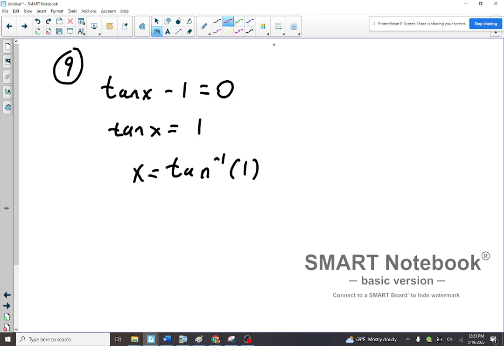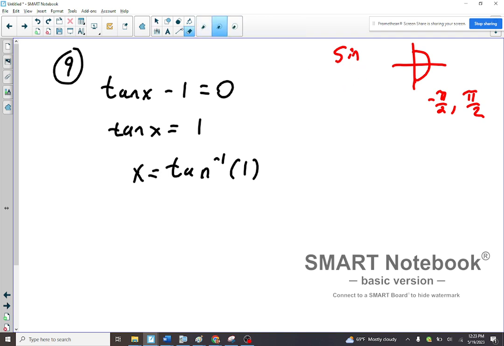Now, remember, for sine and for tan, when you do the arc, the range is from negative pi over 2 to pi over 2. That's sine and tan. And then cosine is the top two quadrants, so from 0 to pi.